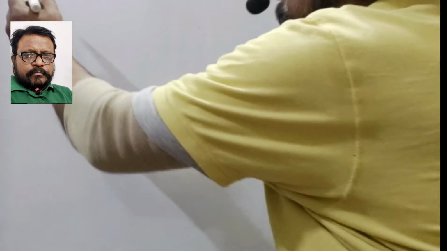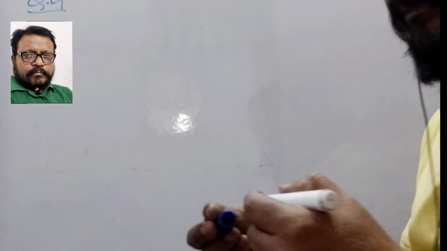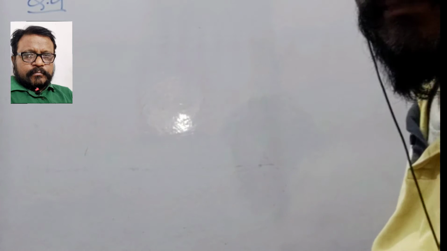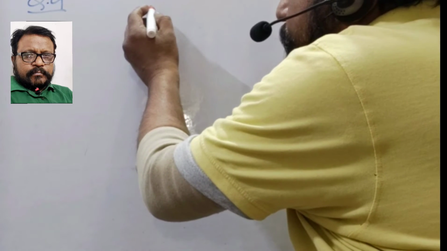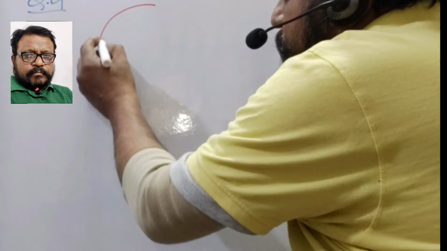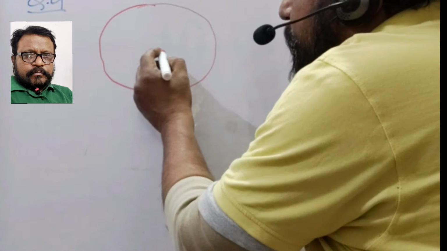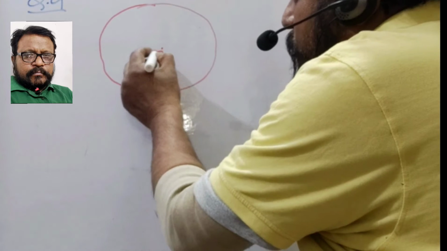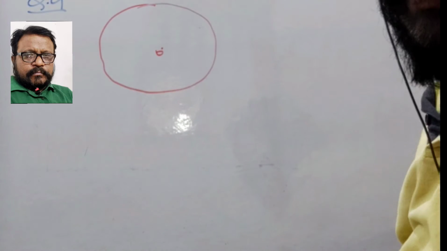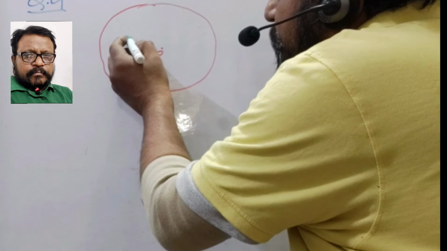Good morning students. Again we are going to solve a question, and this is question number 4 from the NCERT book, based on circles: two concentric circles and a chord. This is the outer circle with center O, and there are two concentric circles. This is the outer circle and this is the inner circle.